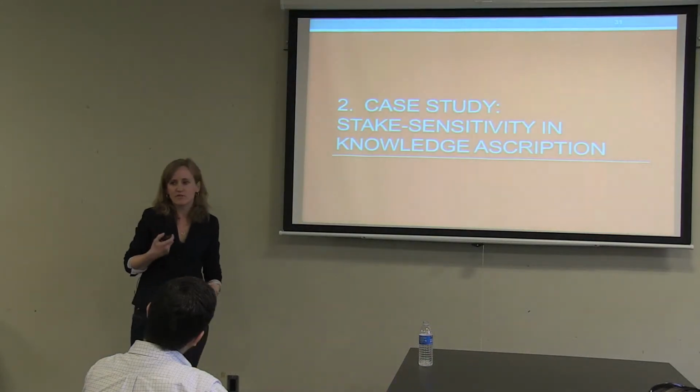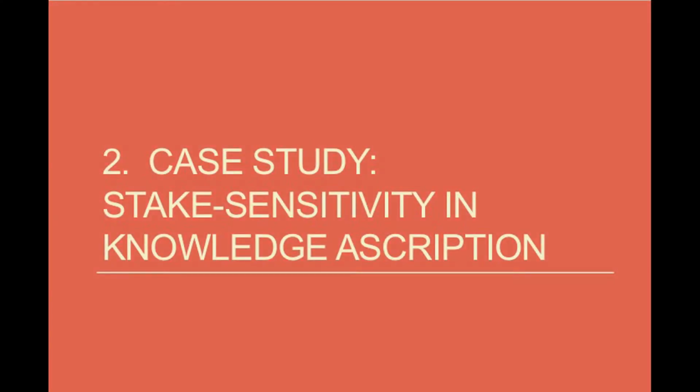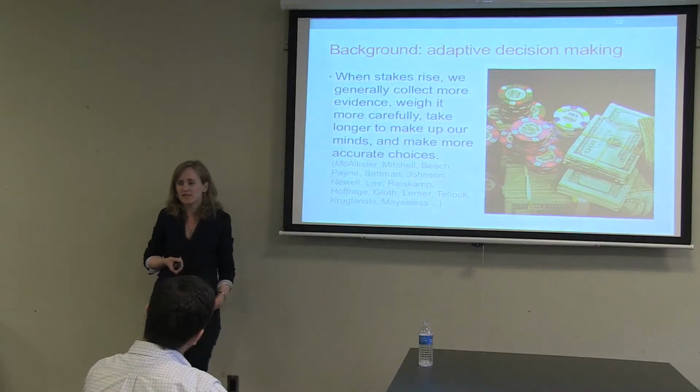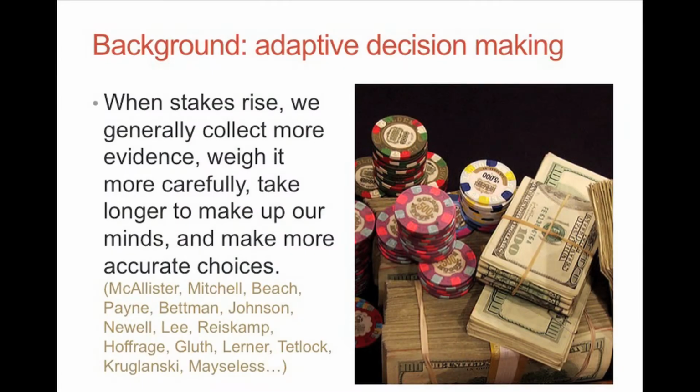I want to actually work through a particular case study of some literature which I think has maybe gone down the wrong path here. So this is the literature on stake sensitivity in knowledge description. And I'm actually going to start with some psychological background, which is not directly on point. The psychological background has to do with adaptive decision making.